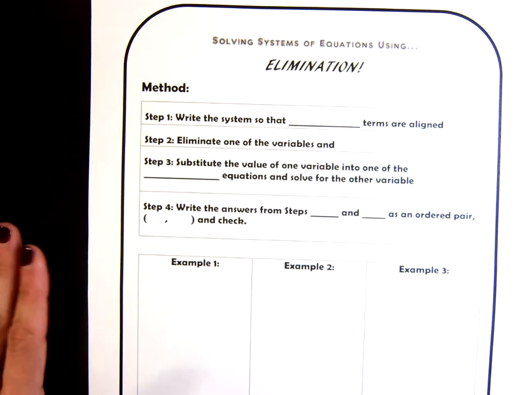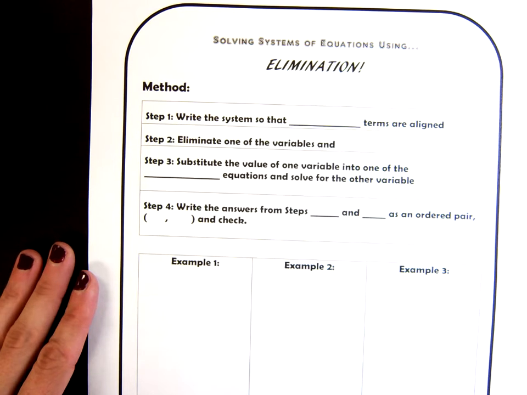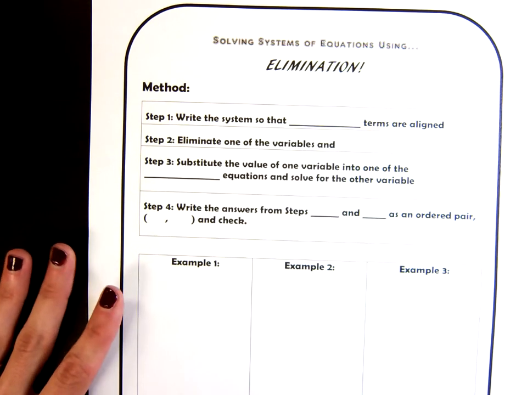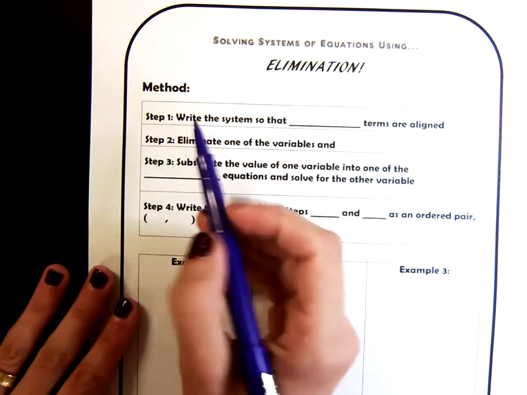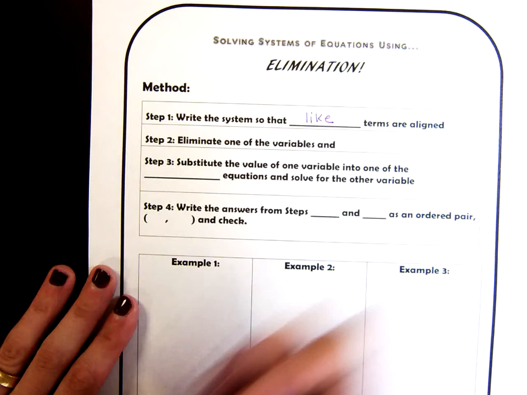Okay, today we're going to be solving systems of equations using elimination. So let's go through our method, our step-by-step process of what we're going to be doing. So number one, write the system so that like terms are aligned.